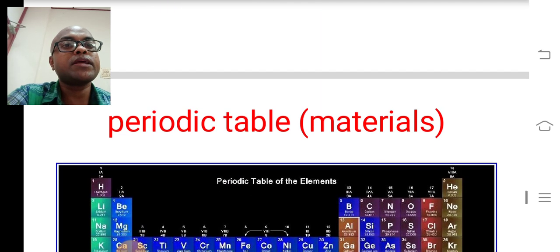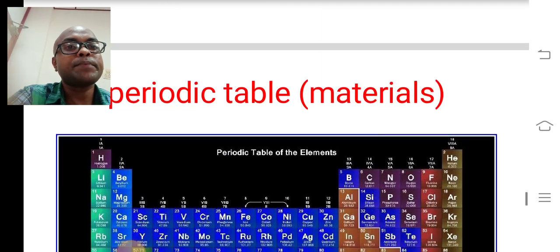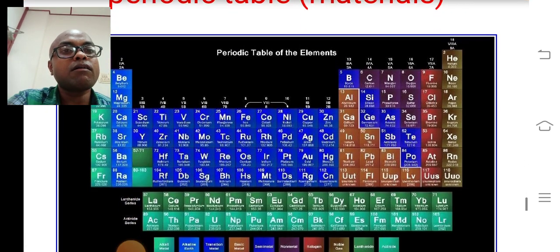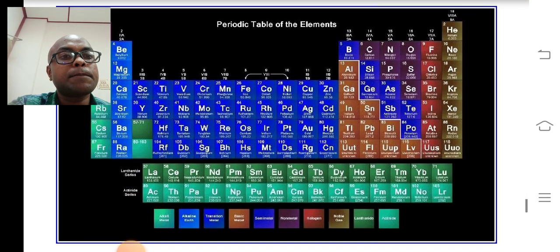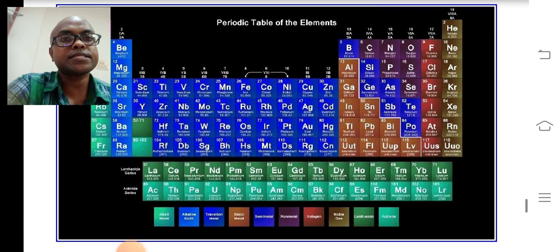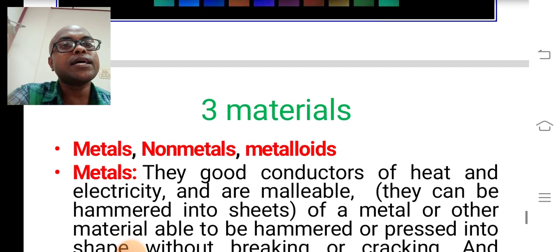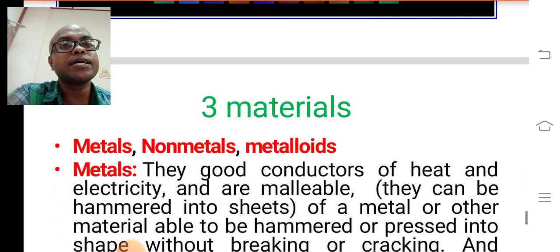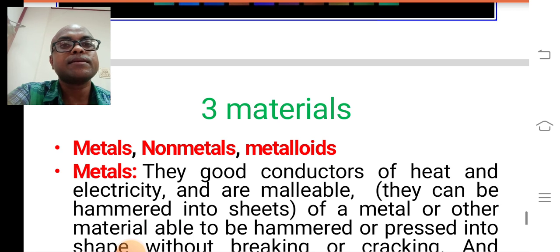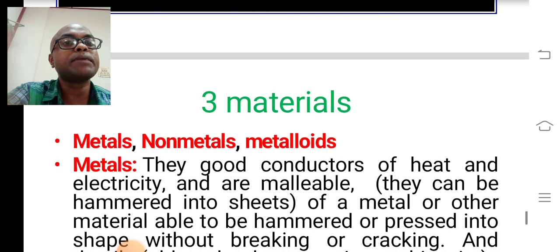These are the periodic table materials. The periodic table has all kinds of atoms present. The periodic table is divided into 3 materials: metals, non-metals, and metalloids.